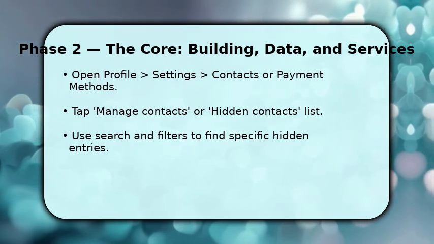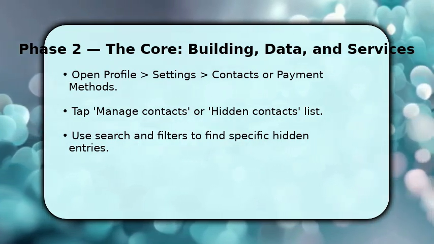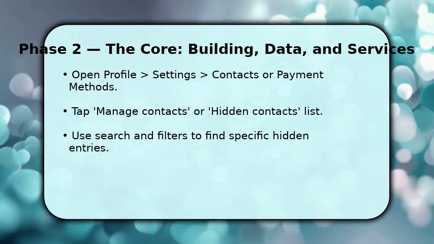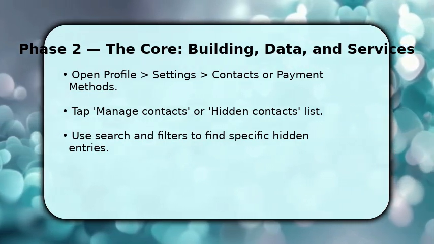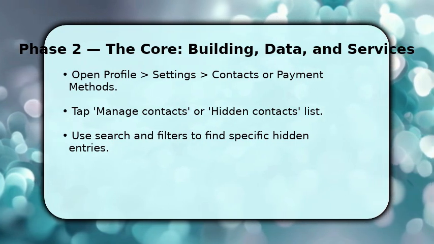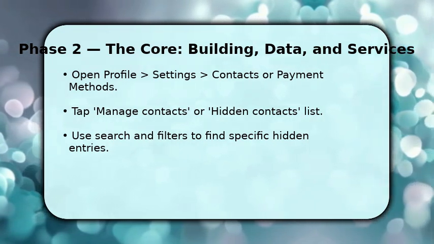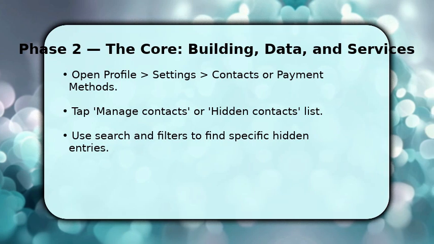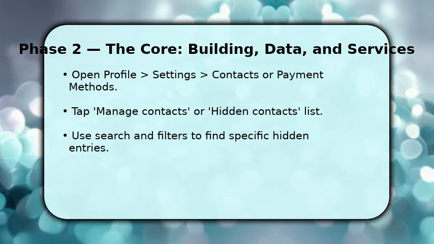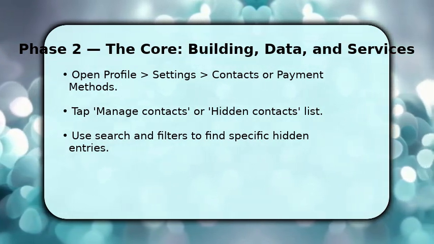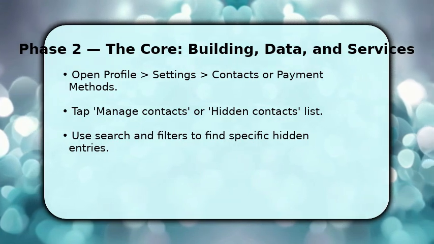Once there, tap Manage Contacts or the Hidden Contacts list. You'll see filters and a search field. Use them to locate the person or number you want to unhide. If an entry is linked to a payment method, unlinking or re-verifying the payment method can restore visibility. Make changes now, and then confirm each contact you want visible.